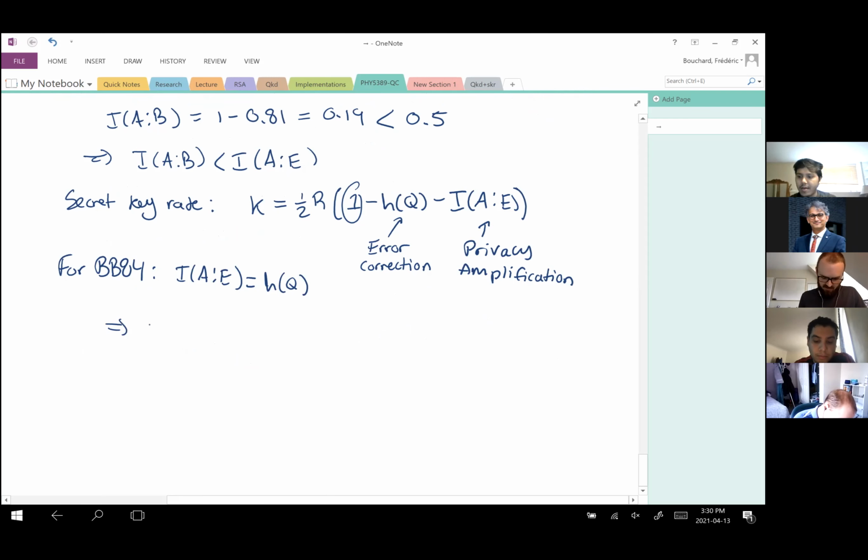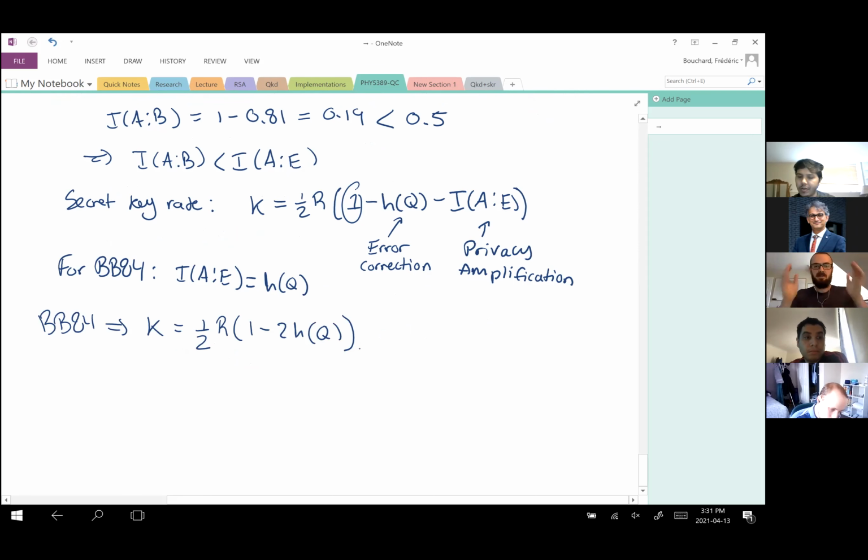So in the end, the secret key rate for BB84 has this form: 1 minus 2 H(Q). So you see the amount you have to give away depends on the error rate, or the quantum bit error rate, Q. If your error rate is really small, H(Q) goes to 0. So if you have no errors, you can just keep your whole key. If you have some errors, you'll have to give away part of your key for error correction, then privacy amplification.